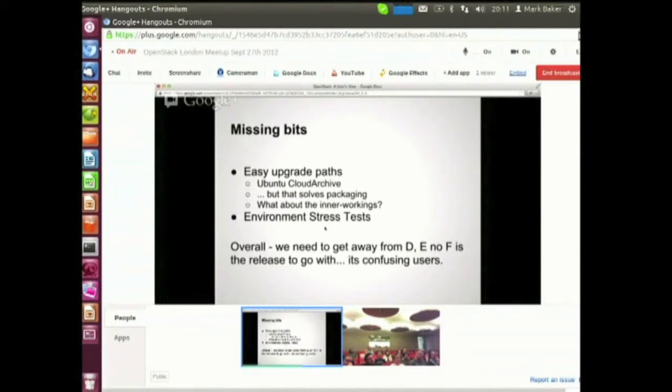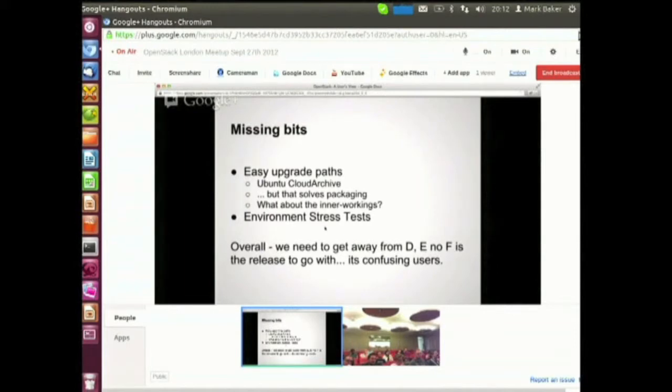So, something like a summary from all this. All of this is really good, but the problem we're getting ourselves into now when I look at OpenStack is the guys need to start looking at the upgrade path. So obviously with Ubuntu, you've got Cloud Archive, so that's great. That really solves the packaging side of things. That really gives me the ability to have my Essex release, and then I'm going to have my Folsom release, my Grizzly release.